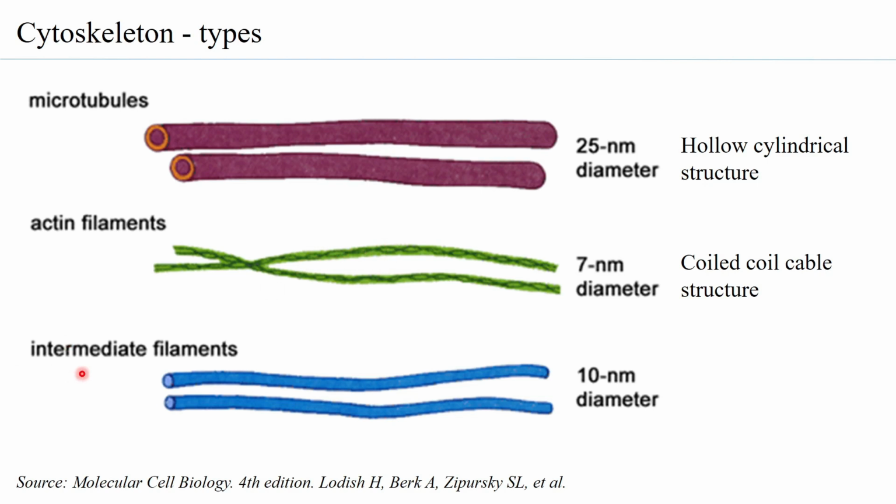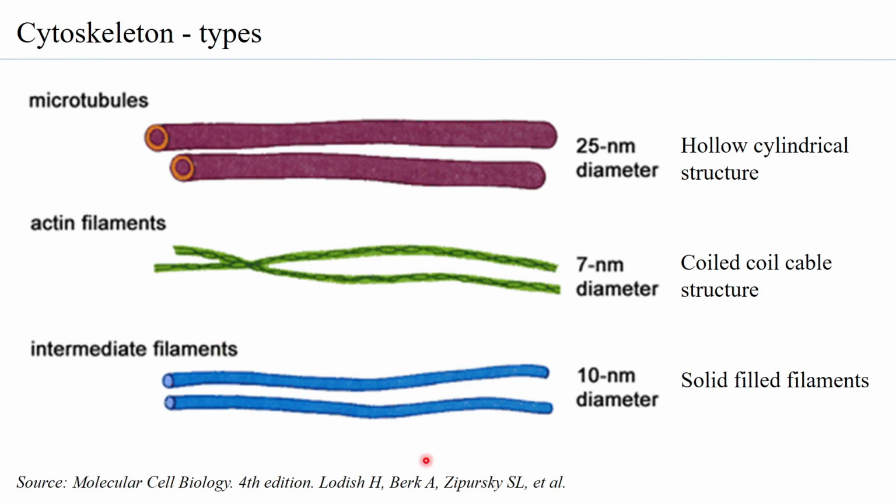Then you have the third component, which is the intermediate filament. The name itself suggests that its size is intermediate between the microtubules and actin filaments. So at 10 to 11 nanometer diameter, it is placed between the microtubules and the actin filaments. These are also cylindrical structures, but they are solid filled. They are not hollow like the microtubules are. So they are solid filled filaments. And again, when you have several of these intermediate filaments together, they become a very strong composite structure.